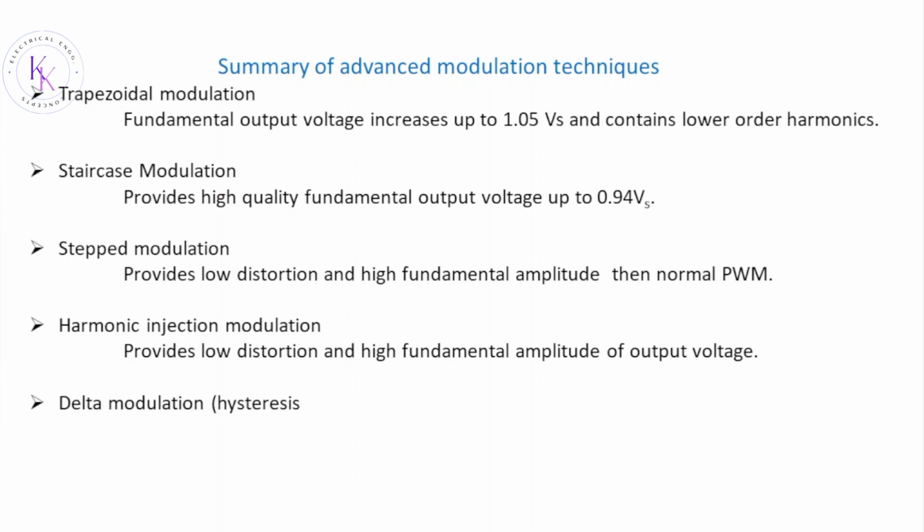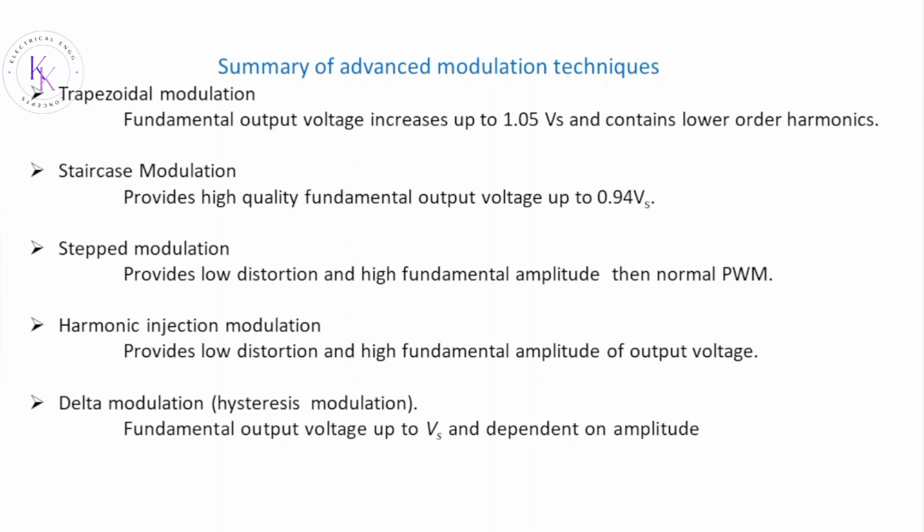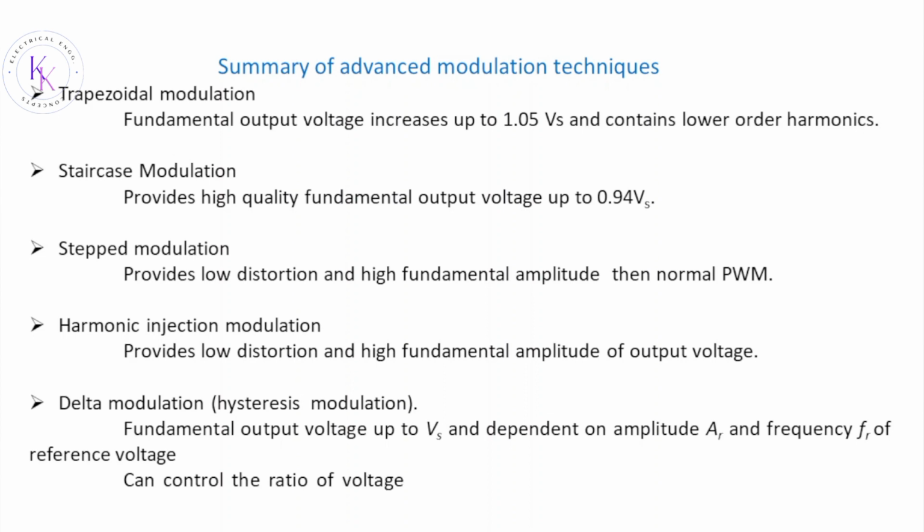Delta modulation or hysteresis modulation provides fundamental output voltage up to Vs and dependent on amplitude AR and frequency FR of the reference voltage. It can control the ratio of voltage to frequency, which is a desirable feature in AC motor control.